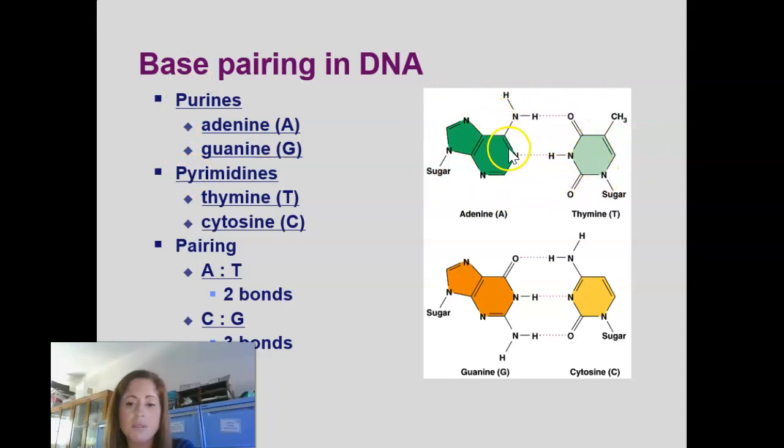And the hydrogen bonds between adenine and thymine are 2. They form 2 hydrogen bonds with each other, and the guanine and cytosine form 3 hydrogen bonds with each other. So a little bit stronger between cytosine and guanine as compared to adenine and thymine.